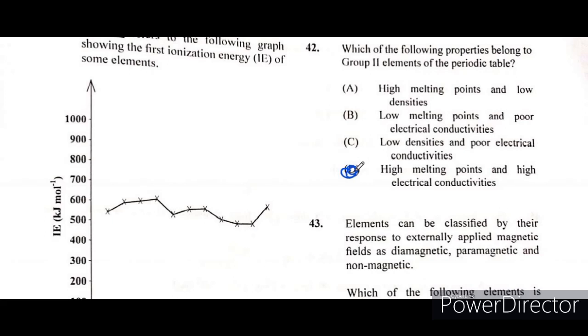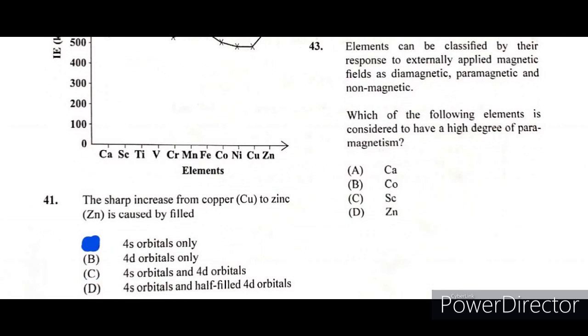42D. Now 43. Which elements can be classified by their response to externally applied magnetic fields as diamagnetic, paramagnetic, and non-magnetic? Which of the following elements is considered to have a high degree of paramagnetism?